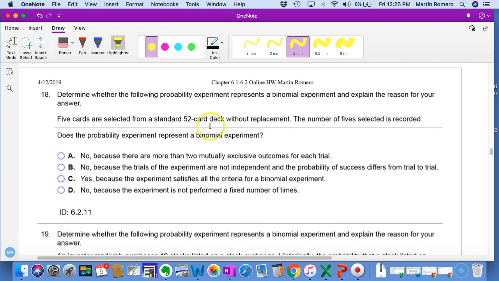Five cards are selected from a standard 52 card deck without replacement. So you're not putting the cards back in. And so in this case, this is not a binomial probability experiment, right? You select 5 cards, and the number of 5s selected is recorded. So that is a discrete value. If you pick 5 cards, how many times does a 5 come up? But in this case, the outcomes are not independent, and the probability of success differs from trial to trial. And that's because once you take one card out, you make the deck smaller.